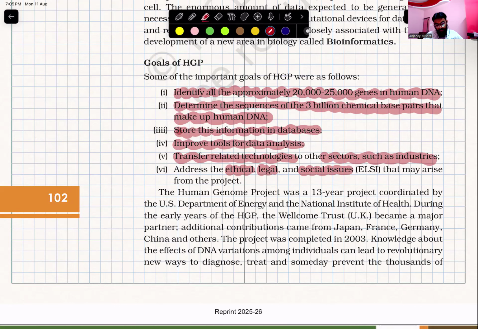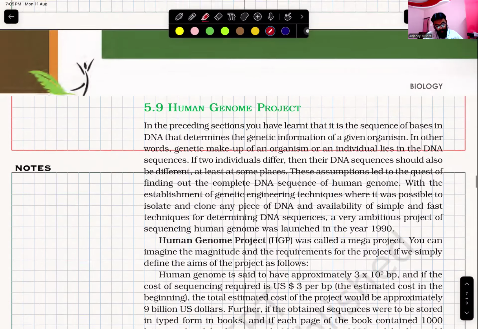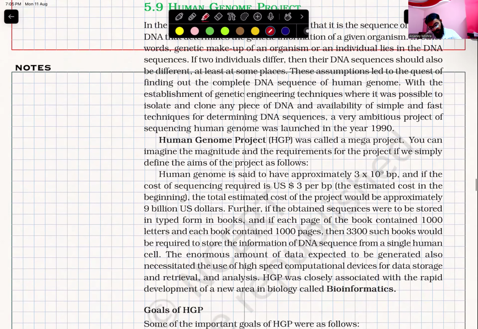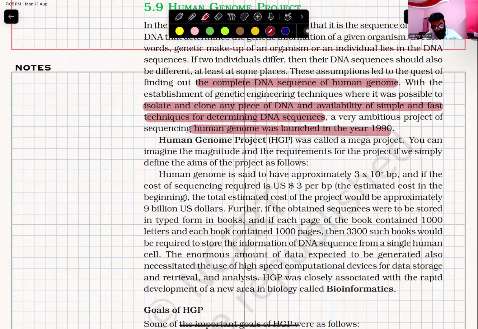Yeah. Right? What else do we know? In the preceding sections, you have learned that it is the sequence of bases in the DNA that determines the genetic information of a given organism. In other words, genetic makeup of an organism lies in the DNA sequence. If two individuals differ, their DNA sequence should also be different, at least at some places. This assumption led to the quest of finding out the complete sequence of human genome. With the establishment of genetic engineering techniques where it was possible to isolate and clone any piece of DNA, and availability of simple and fast techniques of determining DNA sequences, a very ambitious project of human genome was launched in the year 1990. It was called the mega project.